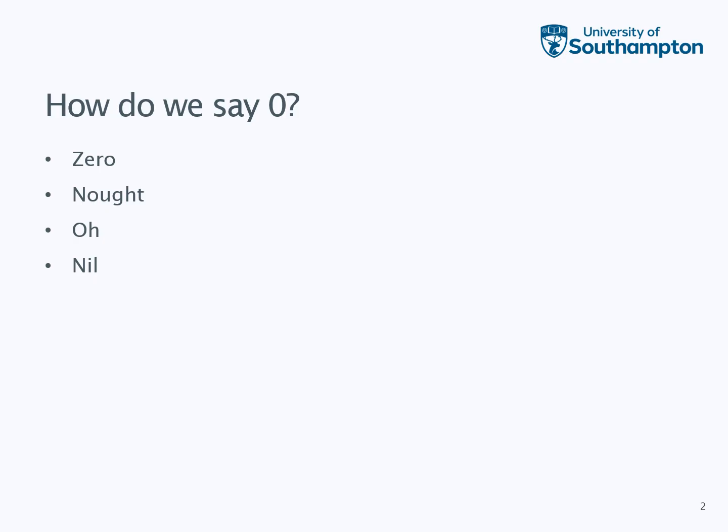So first of all, how do we say this number? Well, there are several ways. We could say zero, zero, oh, or nil. But which ones do we use and when do we use them? Can we use them interchangeably? Could you just decide to use zero in one place and oh in another and nil in another?